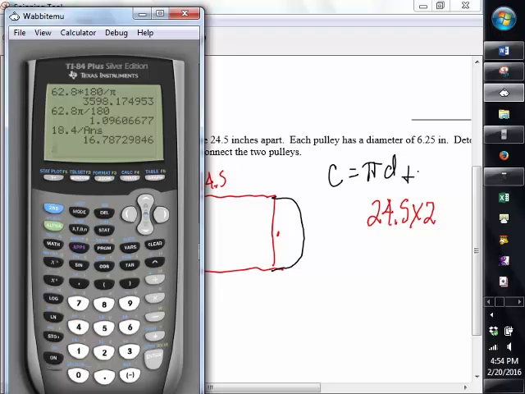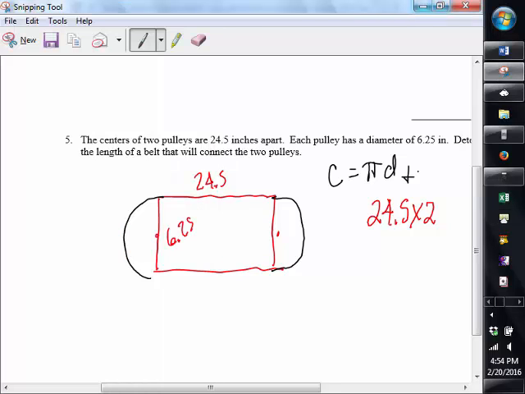So, 6.25 pi, plus 24.5 times 2. And we get 68.6, 3 sig digs. Next one.